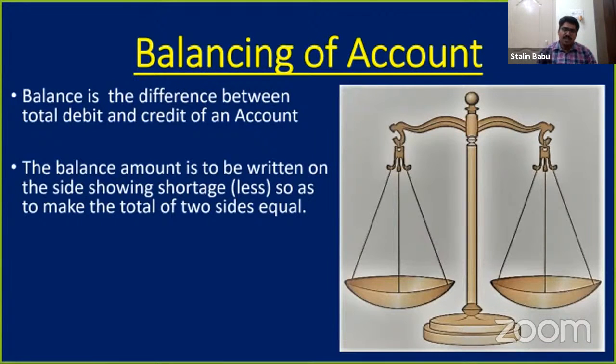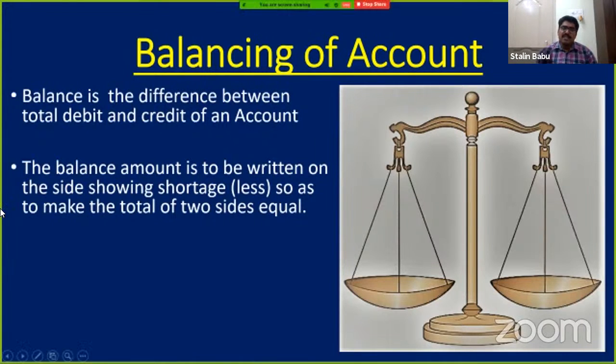For example, the debit side shows a total of 500 and the credit side shows a total of 400. If you want to make the balance, we have to add the difference amount on the lesser side. So what is the balance amount? 100. These 100 rupees should be recorded on the lesser side, that is the credit side. So 400 plus 100, what is the total? 500. That way we are making both sides equal.